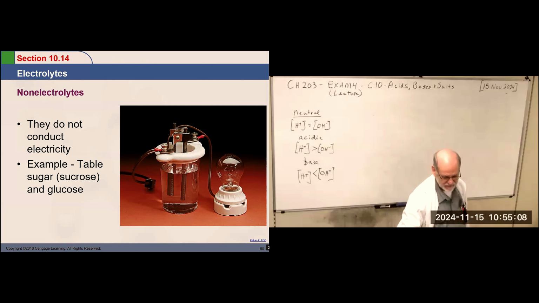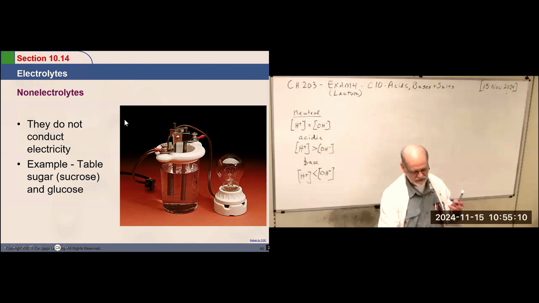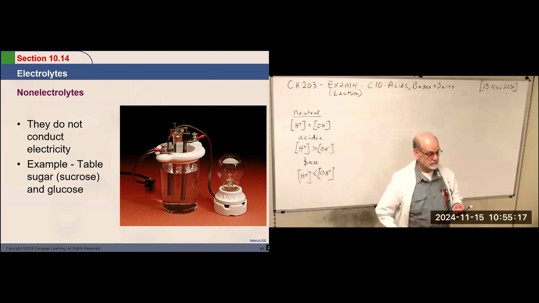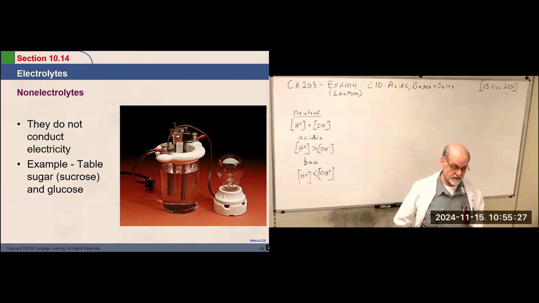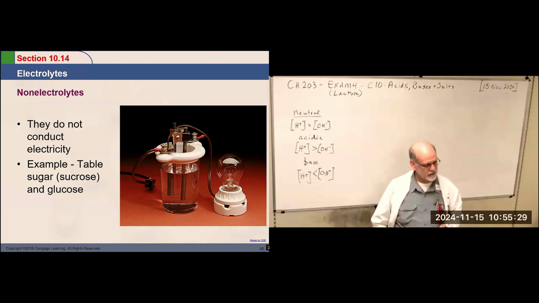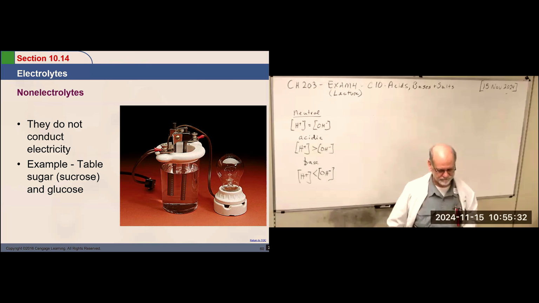That's operationally defined. So anything that doesn't conduct electricity in solution is a non-electrolyte. For instance, table sugar, right? Sucrose. You put sucrose in solution and try to conduct electricity, nothing happens. Because the sucrose, while soluble in water, does not produce ions. It simply gets hydrated.